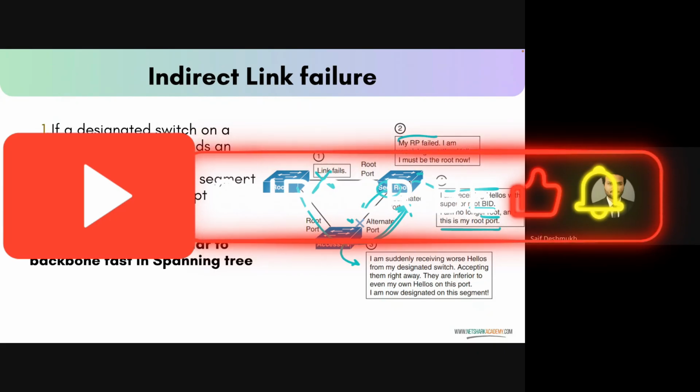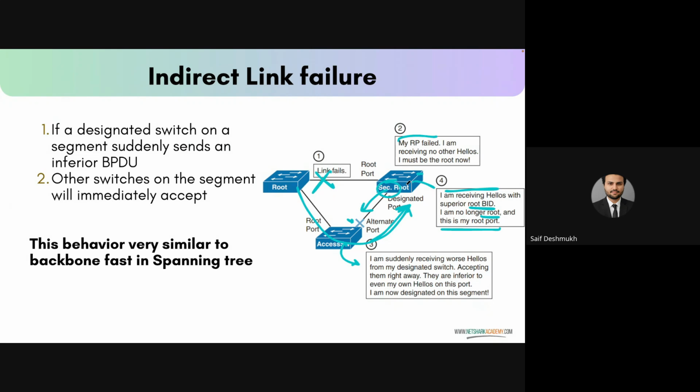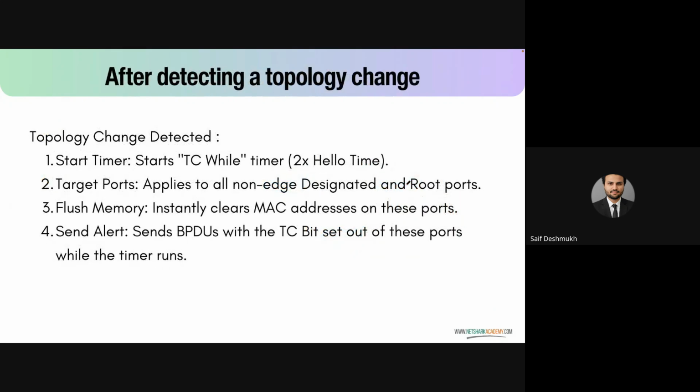This behavior is very similar to the backbone fast. It will immediately accept. How does topology change happen here? Because we understood the topology change.